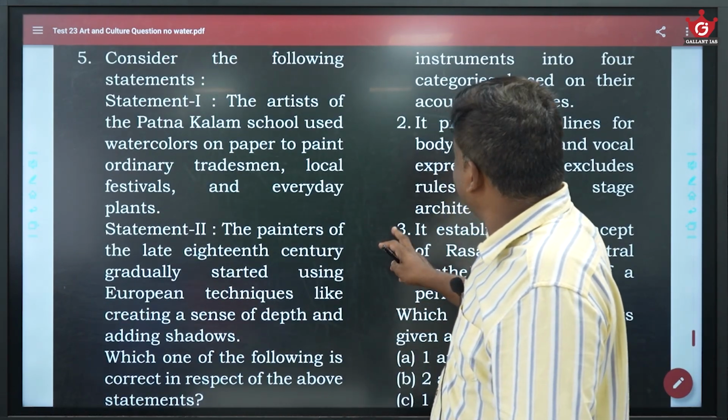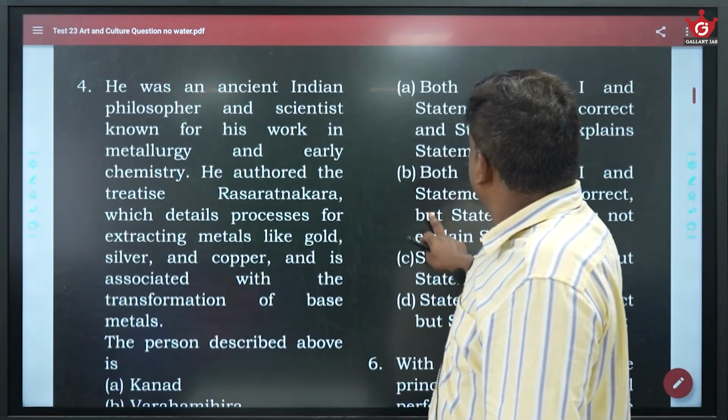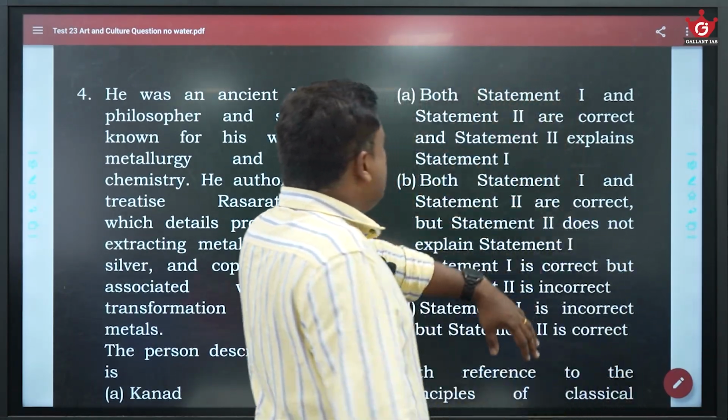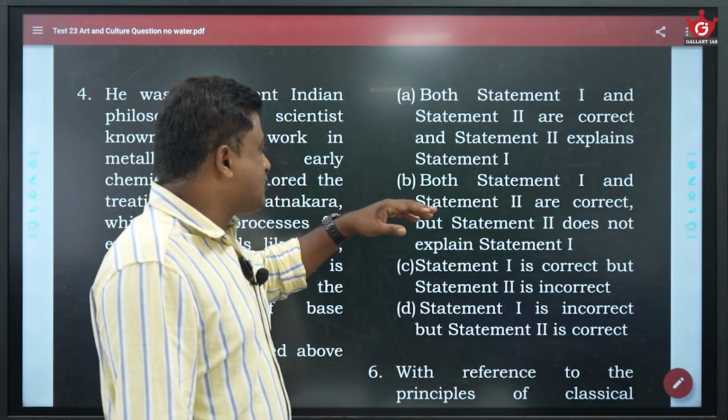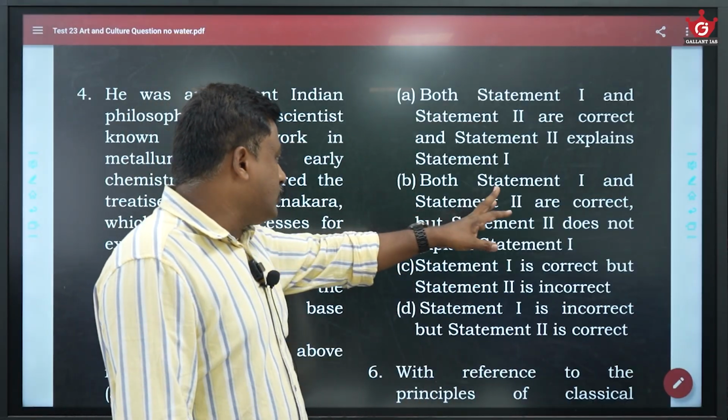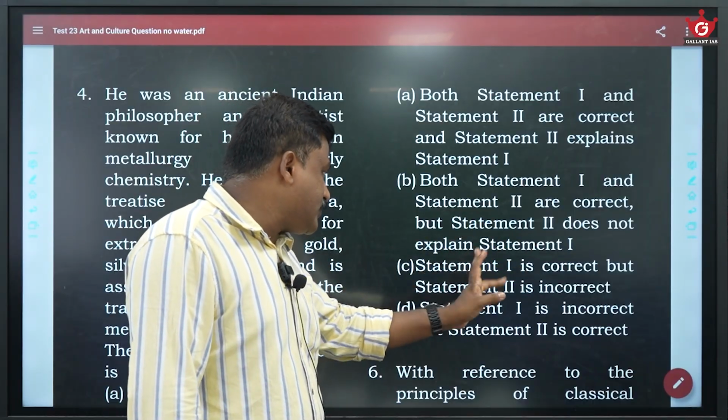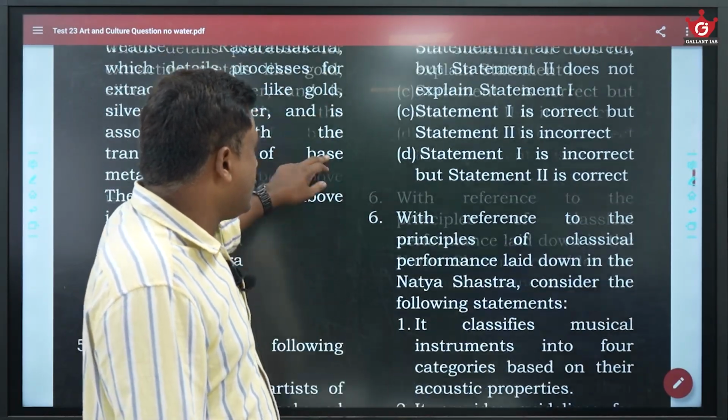So I will go for the choice. Where is the choice here? Yeah, both statements 1 and 2 are correct, but statement 2 does not explain statement 1. So I will go for B.